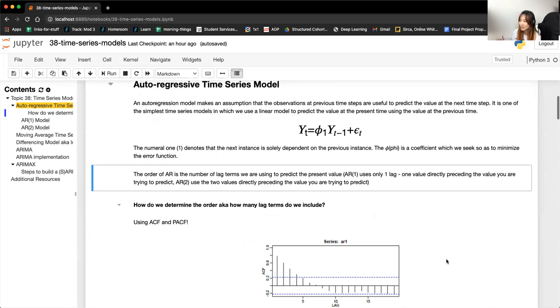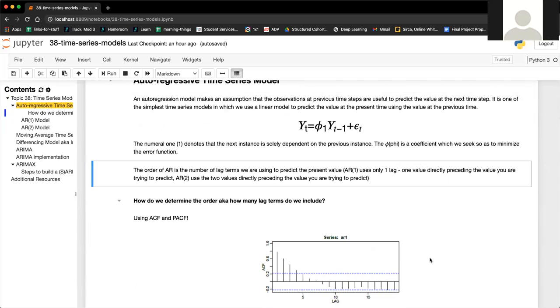So how do we determine the order, like the P and the Q? Yes, that's right. If I wanted to include information on shampoo prices for my AR model from the last 40 days, I would have an AR40. Yeah, and there's a printout that's very similar to the statsmodels linear regression printout that I'll show you. We'll dissect that a little bit too.